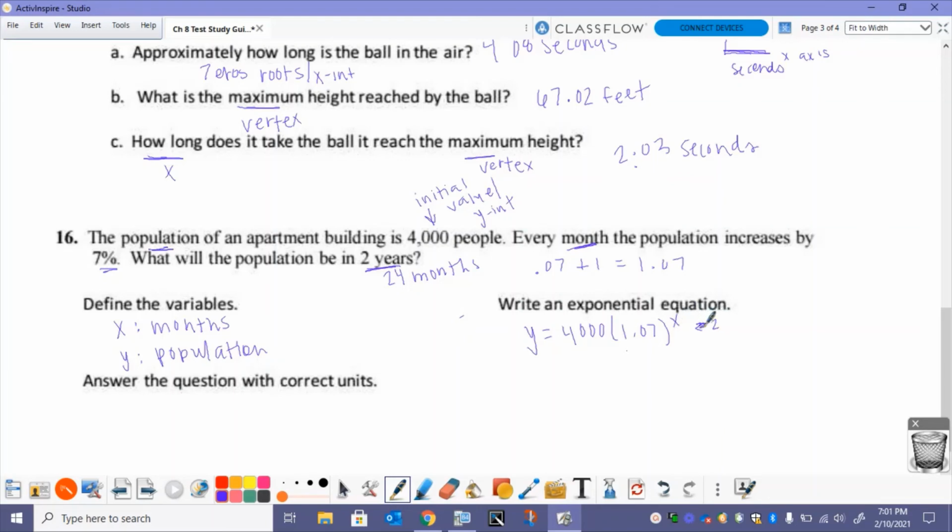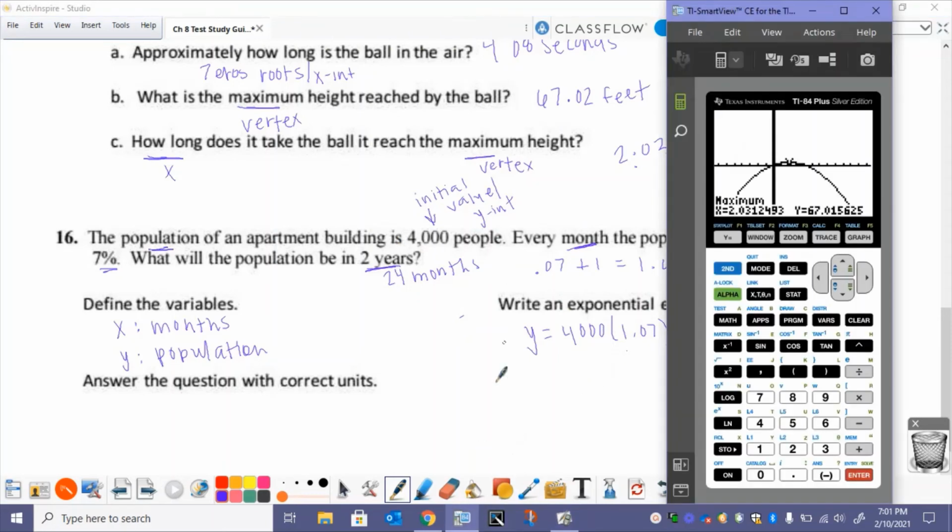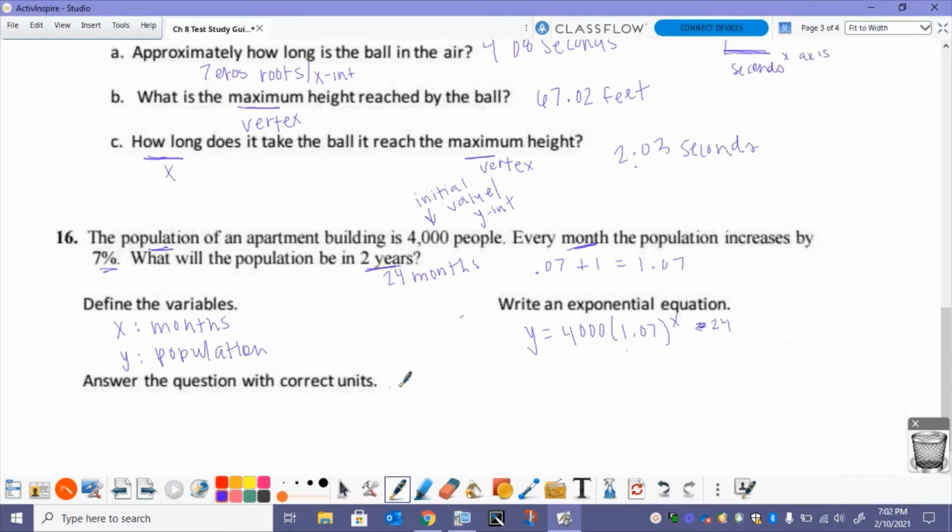Because we said 24, that's supposed to be an arrow. We said that 24 months is the equivalent of our 2 years, right? And we know that we're increasing monthly. So let's go back to our calculator, plug in our formula, 4,000 times 1.07 raised to the power of 24. And we get 20,289 people. Remember, we can't have decimal people, so we're not going to round that. So we have 20,289 people.